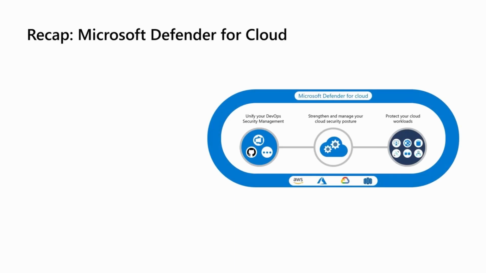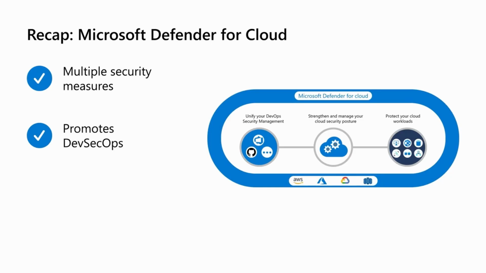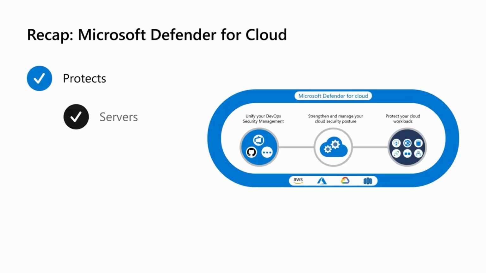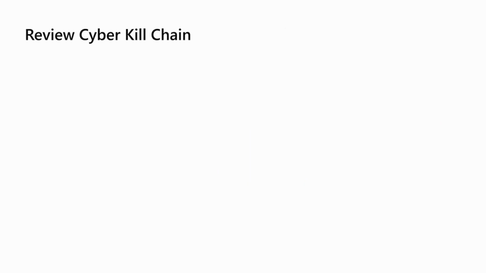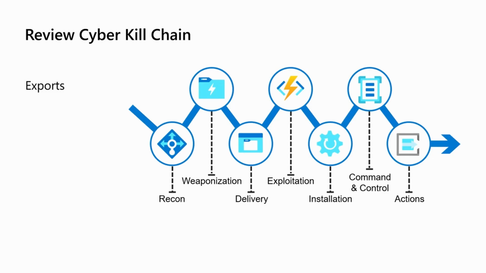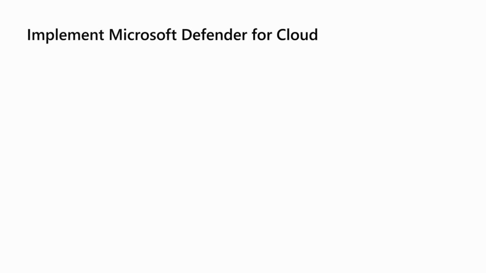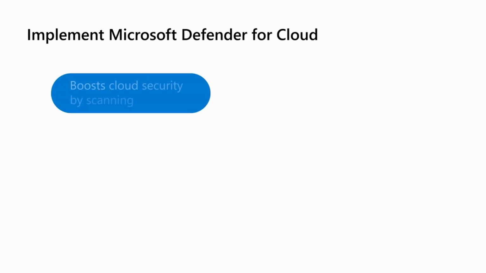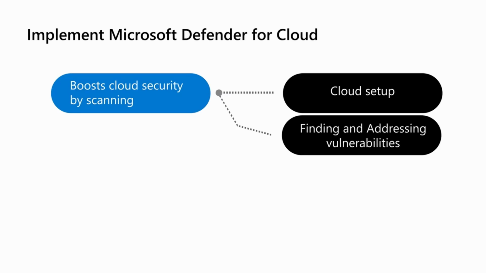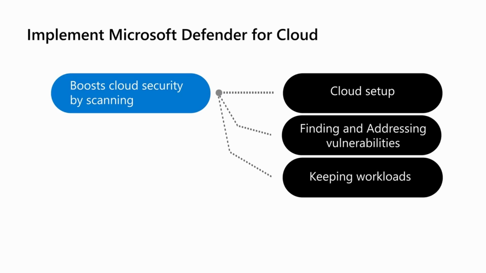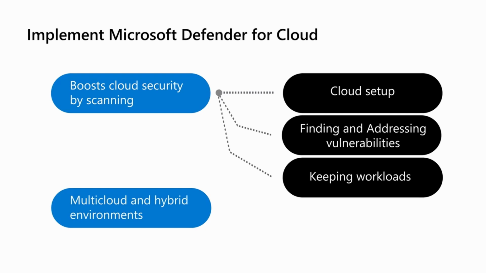This week started with a recap of Microsoft Defender for Cloud, which combines multiple security measures, promotes development security operations, or DevSecOps, and protects servers, containers, storage, and databases. Next, you learned about the cyber kill chain by exploring the stages of the cyber kill chain and its phases. You also learned to implement Microsoft Defender for Cloud to boost cloud security by scanning your cloud setup, finding and addressing vulnerabilities, and keeping your workloads safe in multi-cloud and hybrid environments.